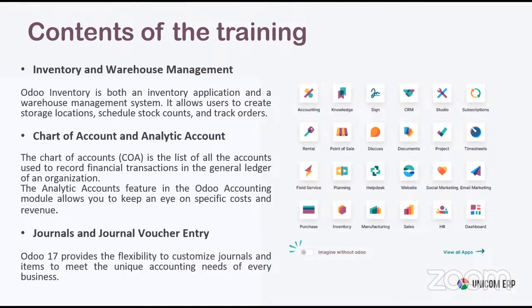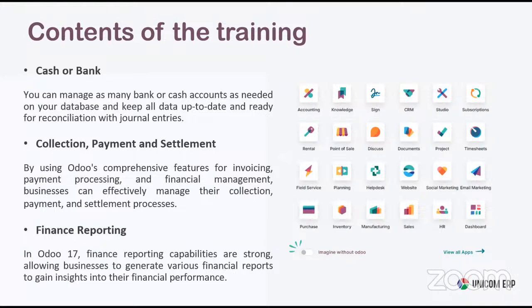revenue. Next is journals and journal voucher entry. Odoo 17 provides the flexibility to customize journals and items to meet the unique accounting needs of every business. Next topic will be related to cash or bank. You can manage as many cash or bank accounts as needed on your database and keep all data up to date and ready for reconciliation with journal entries.